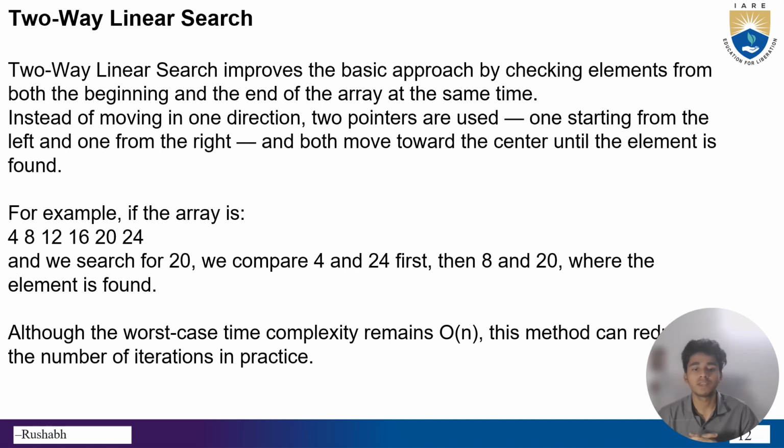For example, if the array is 4, 8, 12, 16, 20, 24 and we search for 20, we compare 4 and 24 first, then 8 and 20, where the element is found. Although the worst case time complexity remains O of n, this method can reduce the number of iterations in practice.